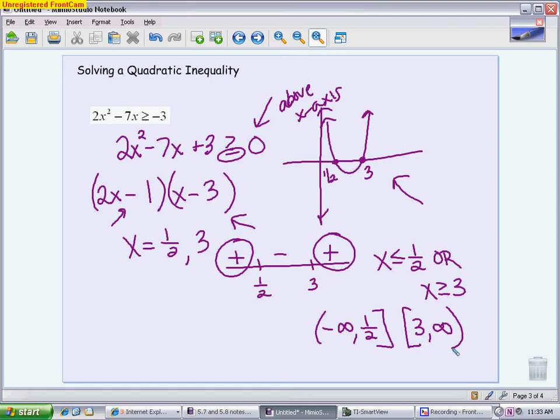So you kind of notice I merged techniques here. I thought about it a little bit visually. I also thought about it a little algebraically. You really are doing a little bit of both. Once you understand what a parabola looks like, it really helps you write your answer and get your answer faster than doing as much work by hand.